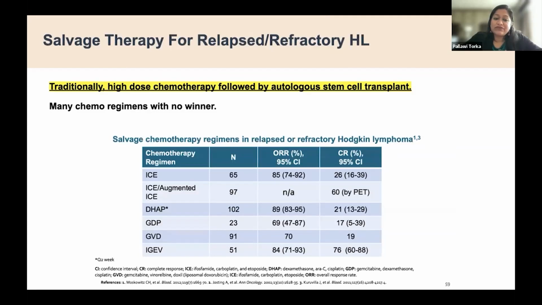Traditionally we have used ICE, DHAP, GVD, just chemo-based regimens, and all these studies were done in the pre-PET era. So even though the response rates and CR rates seem really low, that's because the response was all based on CAT scan and not the Lugano criteria based on PET scan. So they're not as bad as they look here in the slide with the CR rates that low.